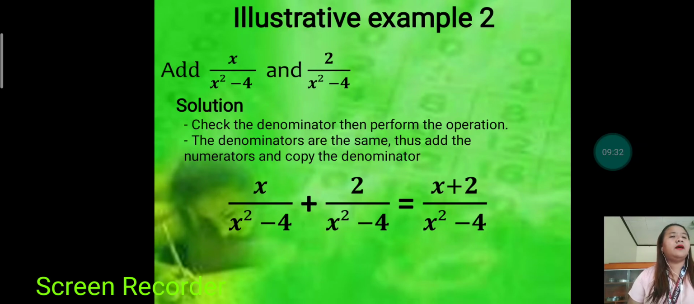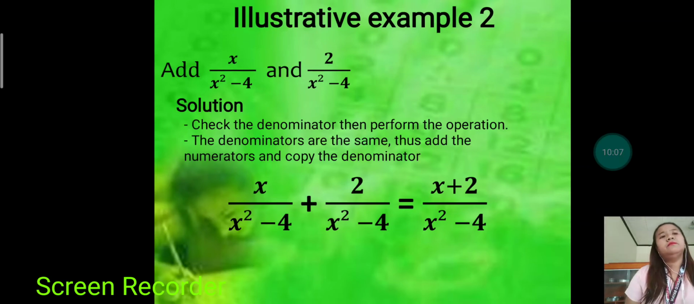So check this is the solution. Check the denominator, then perform the operation. The denominators are the same, thus add the numerators and copy the denominator. Since our numerators are x and 2, and we cannot combine them, we're just going to copy it as x plus 2. Therefore, x plus 2 over x squared minus 4.